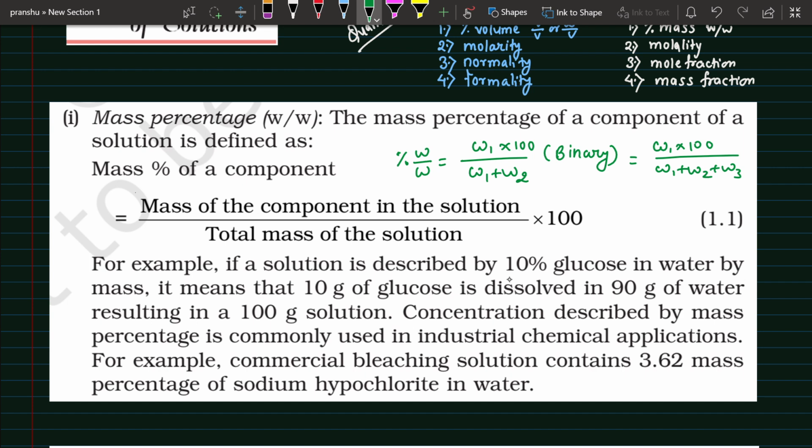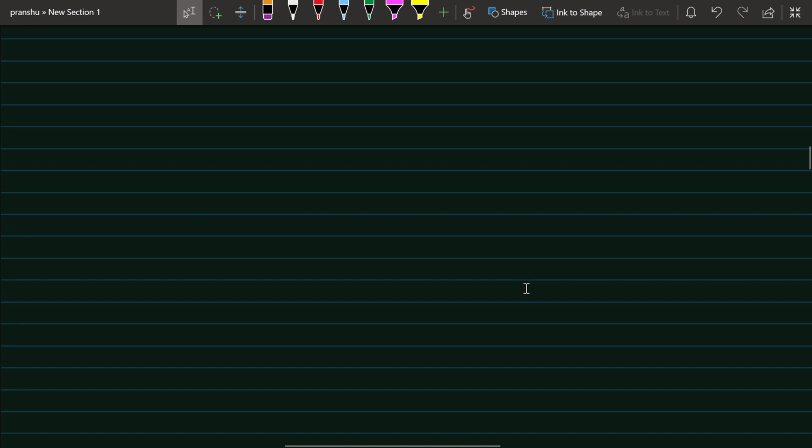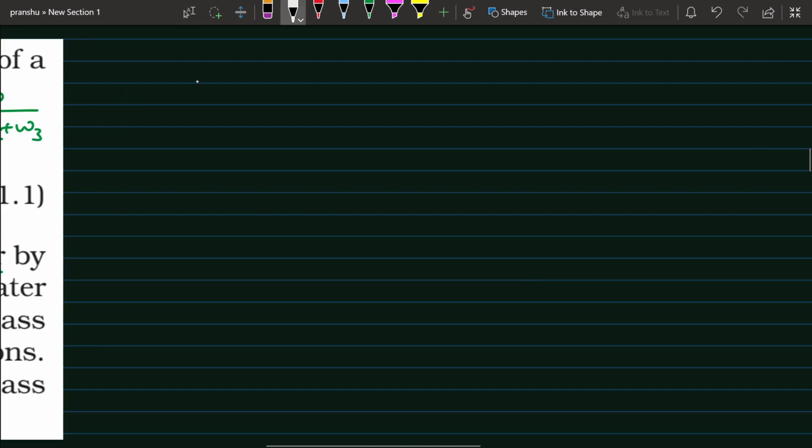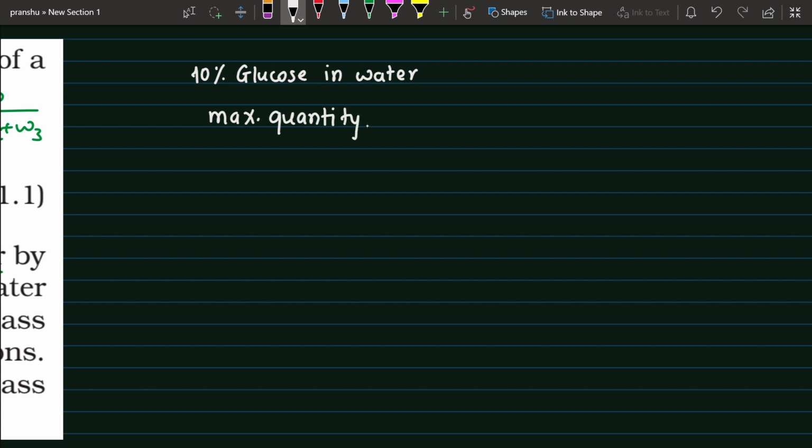Now, simple meaning of, what is the meaning of 10% glucose in water? We can simply say that we have 10% glucose in water. We know the percentage has maximum quantity, that is 100. So we can say that mass of solution is equal to 100 gram.